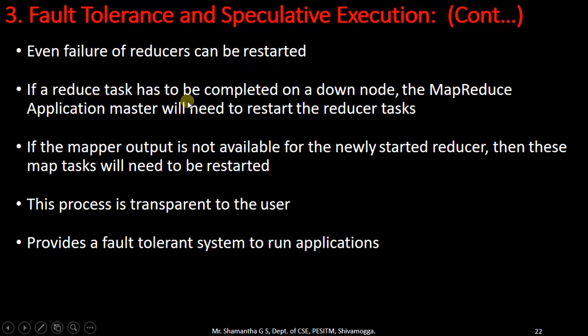If a reducer task has to be completed on a down node, the MapReduce application will need to restart the reducer task. If the mapper output is not available for the newly started reducer, then those tasks will need to be restarted. This process is transparent to the user and it provides a fault tolerant system to run applications.